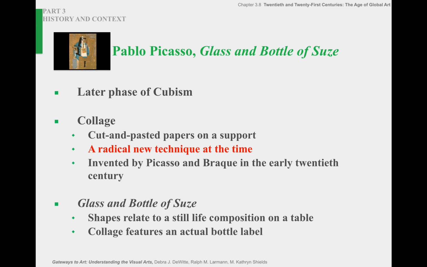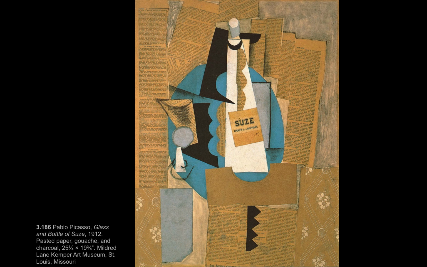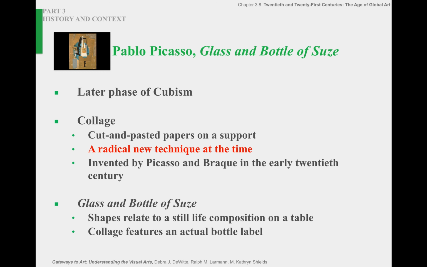and very radical. Remember when I said that Degas got into a lot of trouble because he put on a real tutu onto a sculpture? Well, this was exactly the same thing. Picasso cut out newspapers. He cut out this wine bottle label and put it on to this other surface. And he didn't make it himself. This was very radical. People were very shocked by this, right? He used an actual real bottle label.